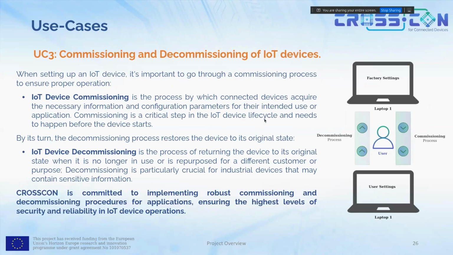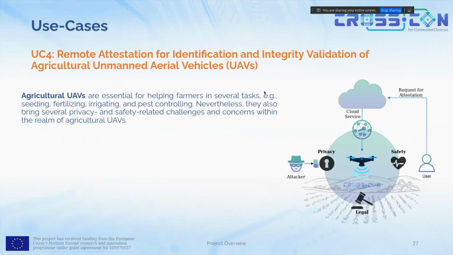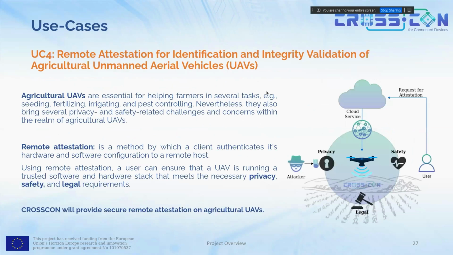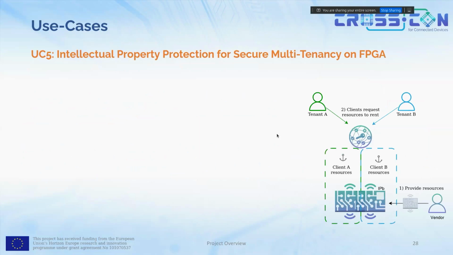CrossCon here will bring robust commissioning and decommissioning procedures for applications, ensuring higher levels of security and reliability in IoT device operations. In use case 4, we'll be applying remote attestation for identification and integrity validation of agriculture unmanned aerial vehicles, also known as drones. Using remote attestation, a user can ensure that UAVs are running trusted software, and ensure that the hardware stack meets necessary privacy, safety, and legal requirements. CrossCon will provide secure remote attestation on agriculture UAVs.